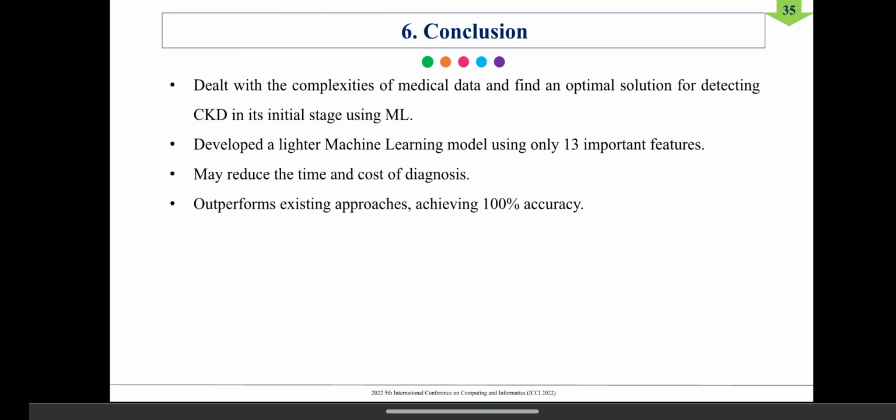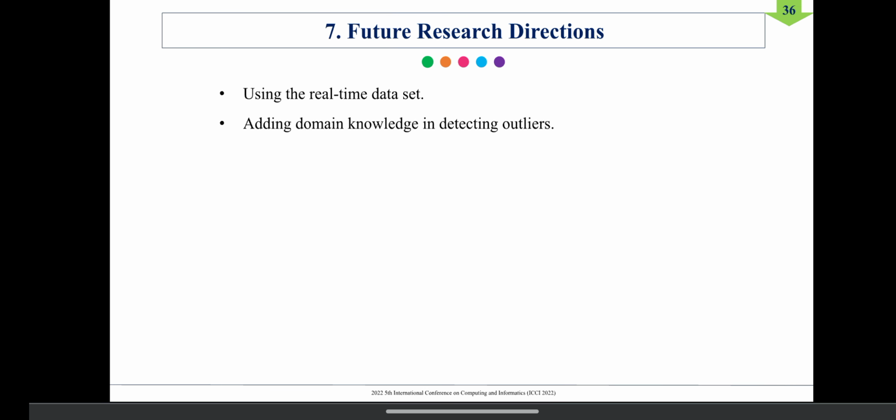Conclusion. In this research, we have dealt with the complexities of medical data and found an optimal solution for detecting CKD in its initial stage. We also developed a lighter machine learning model using only 13 important features, which may reduce the time and cost of diagnosis. Besides, our method outperforms existing approaches, achieving 100% accuracy. Future research direction. The research can be extended further by using a real-time dataset and adding domain knowledge in detecting outliers, which will enhance the robustness of the proposed method.